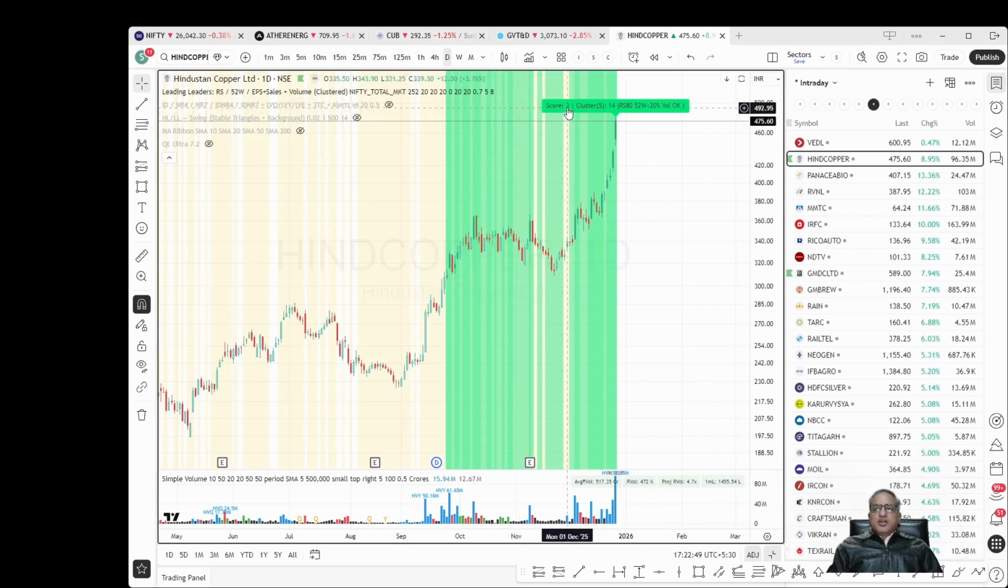Then there is our leadership scoring model. So score 3 means it is the score of a single bar. Each bar receives a binary score for each component, as we discussed earlier. And there is a cluster score also. Here the cluster score is 14, which means it is the sum of the scores of the last 5 bars.